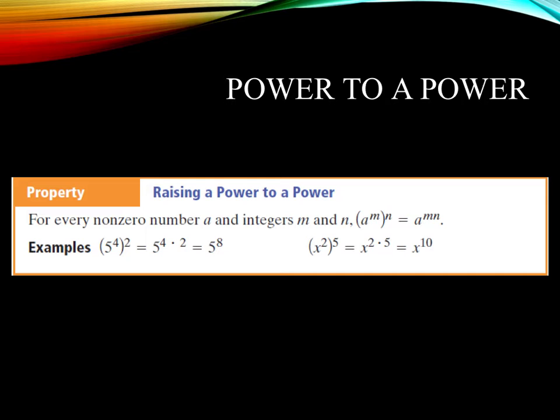So in other words, if we have a power being raised to another power, we are going to multiply our exponents. So right here you can see 5 to the 4th squared really becomes 5 to the 4 times 2, or 5 to the 8th. So let's take a look at a few examples to see how this works.